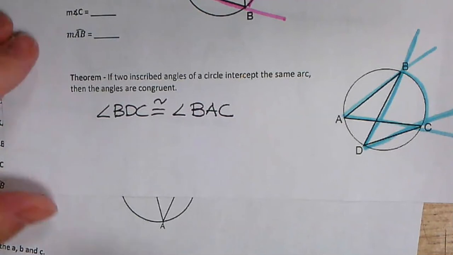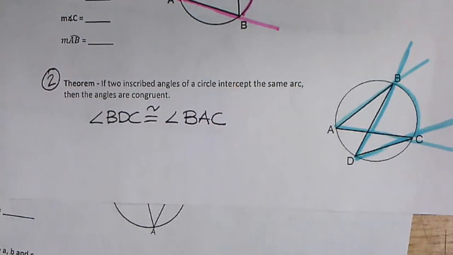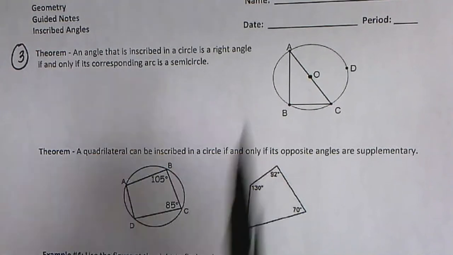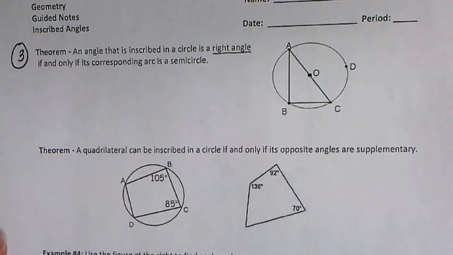I did say I was going to number these, so let's go ahead and call that our second theorem, or theorem 2. And again, that's just for the sake of this video so we can refer back to stuff. So that makes our next theorem, theorem 3. Theorem 3 says an angle that is inscribed in a circle is a right angle if and only if its corresponding arc is a semicircle. So let's see what that means.